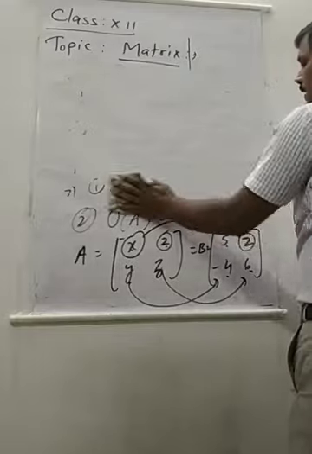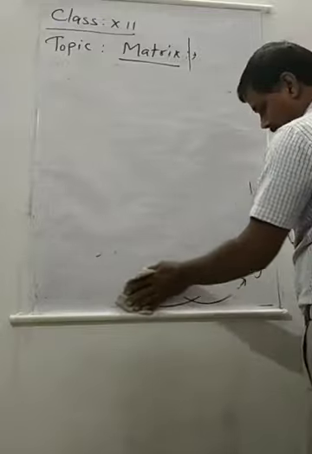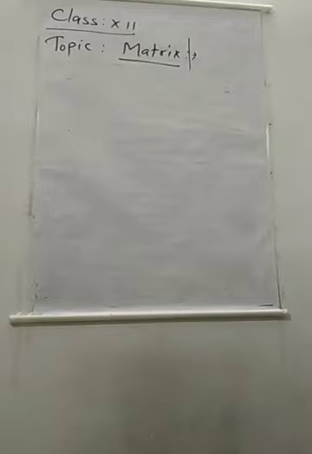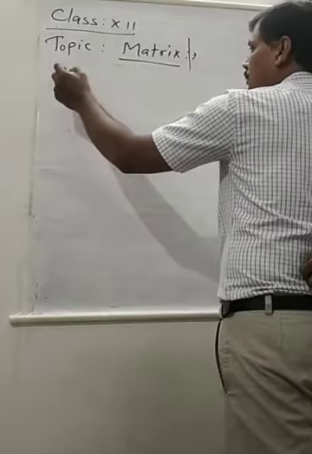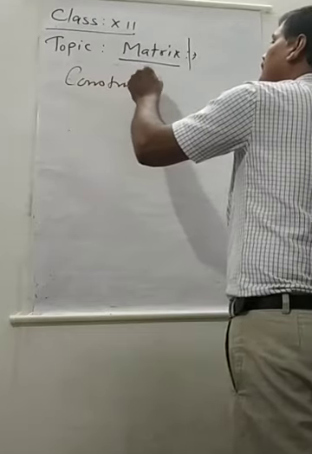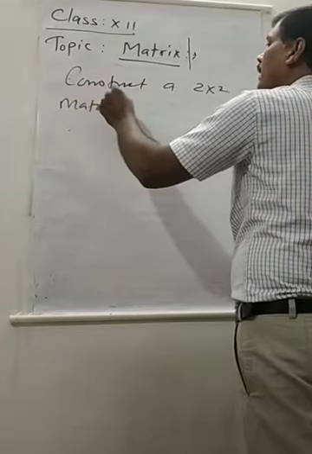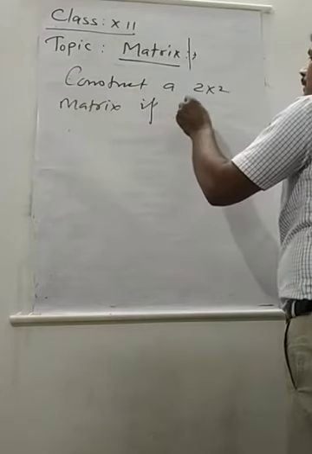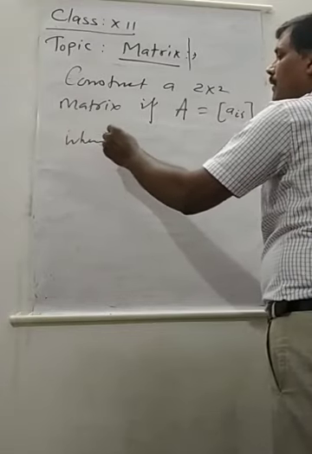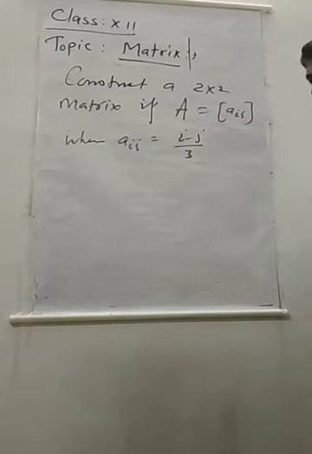The last topic is: if the definition of the elements is given for a matrix, how can we construct the matrix? We will have such questions in the first exercise, so I am telling you how to solve them. The question should be like this. Construction of a matrix is the heading. Construct a 2 by 2 matrix if the matrix A equals [aij], where aij is defined as (i minus j) by 3.